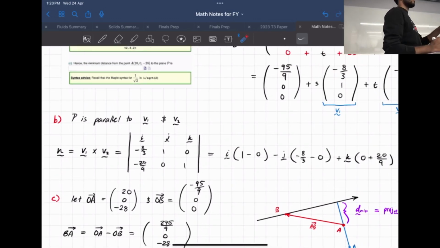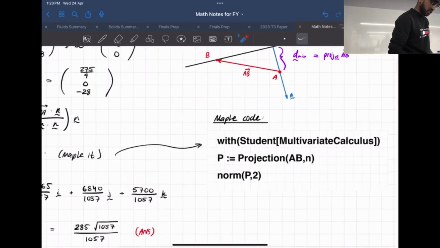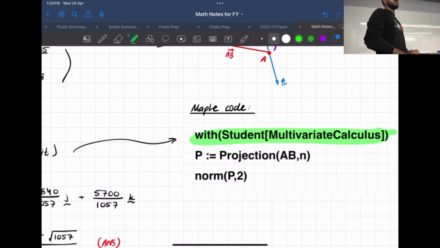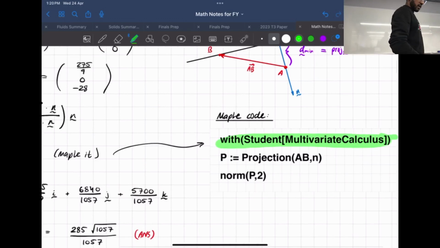But to do it on Maple, you need a code. So you need to input this first one over here. What this multivariate calculus package does is pretty much just lets you do cross products, dot products, all of that stuff. And then once you do that, you just do the cross product of v1, v2, and that gives you the same answer that we have.